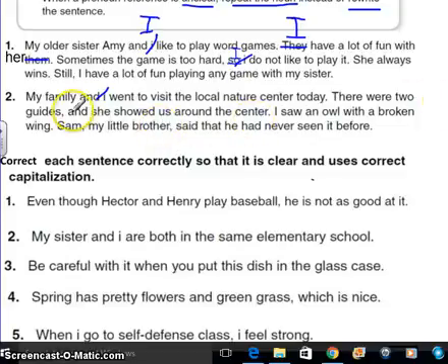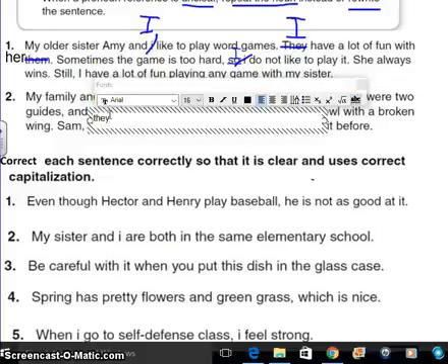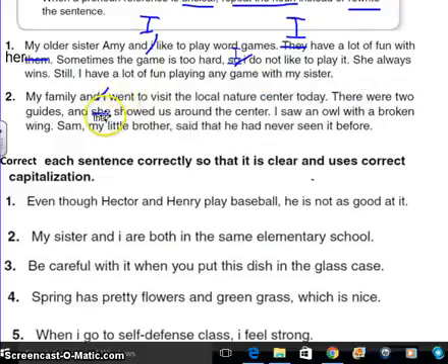Well, if there's 2 guides, it should have said they showed us, right? So she should have said they. Let's see if Miss N can kind of sneak that one in there. It's okay. All right. Around the center. I saw an owl with a broken wing. Sam, my little brother, said that he had never seen it before.